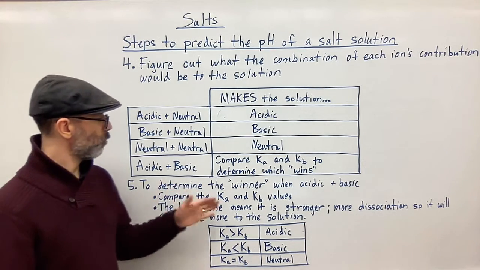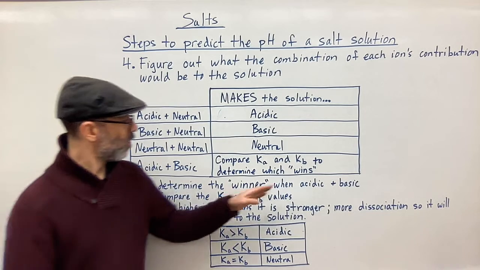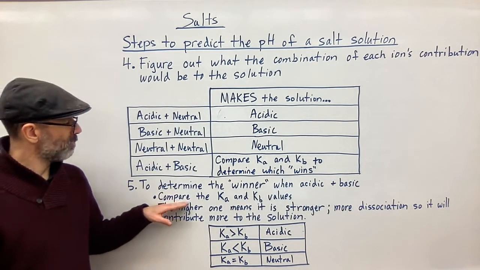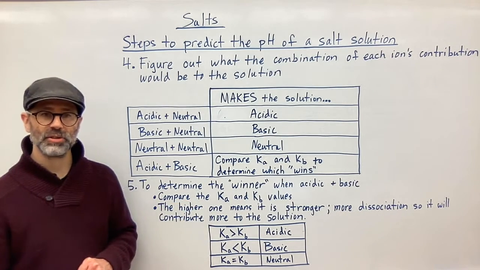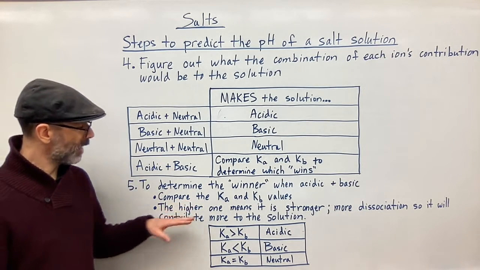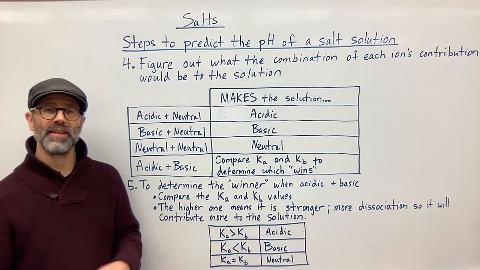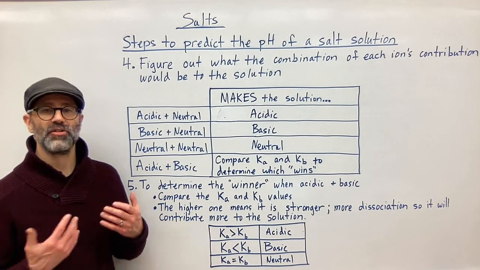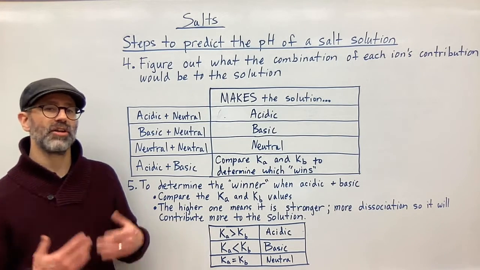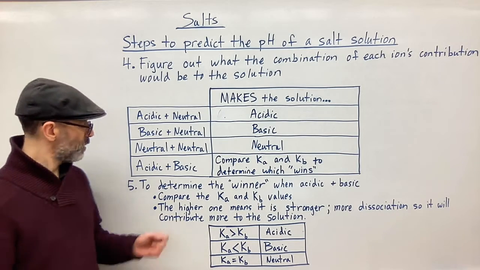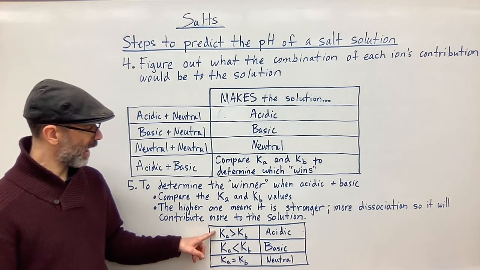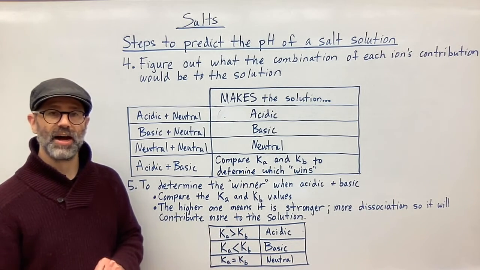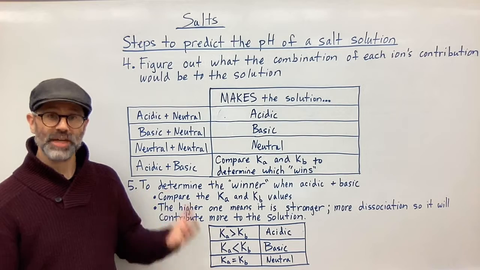In order to determine the winner when you have acidic plus basic ions together, you're going to compare the Ka and the Kb values, and the higher K value means that it is a stronger acid or base, which means that it's going to dissociate or ionize more and it's going to contribute more to the solution. So here, if the Ka value is larger than the Kb, then the acidic ion is going to predominate.